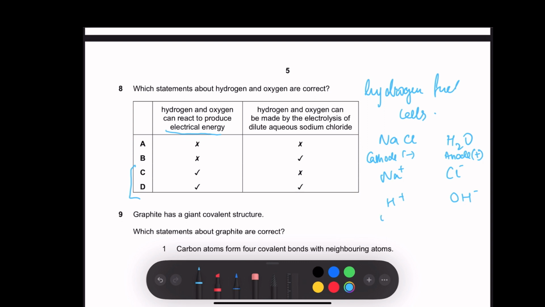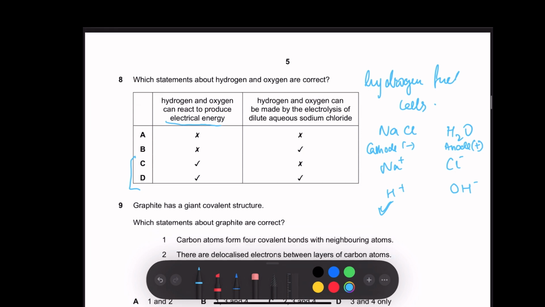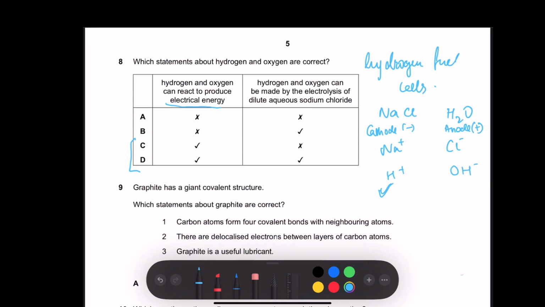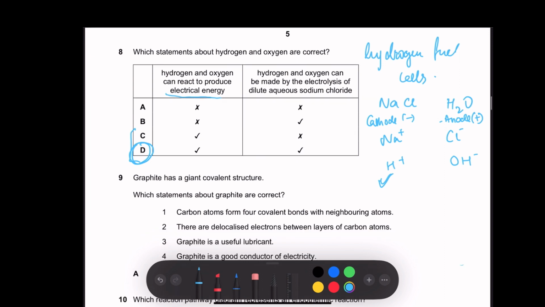Now with the cathode, the less reactive element is going to go. So over here, less reactive is hydrogen. So hydrogen will produce, yes, it will produce at cathode. At anode, OH minus is going to go because OH minus is less reactive than chloride. So that's why this is going to go at the anode. And when OH minus goes at the anode, it produces oxygen gas. So the answer is D, that yes, hydrogen and oxygen both will be produced.